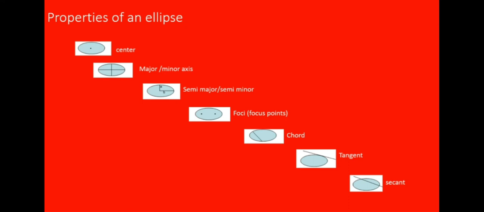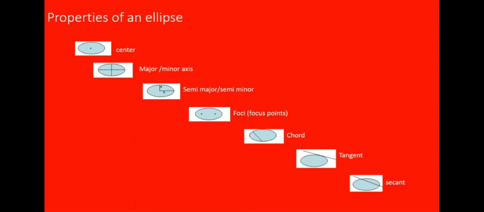Center: a point inside the ellipse, which is the midpoint of the line segment linking the two foci. Major and minor axis: the longest and shortest diameters of the ellipse. Semi-major and semi-minor axis: the distance from the center to the farthest and closest point on the ellipse. Foci: two points that define the ellipse.